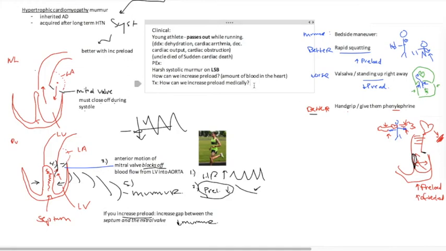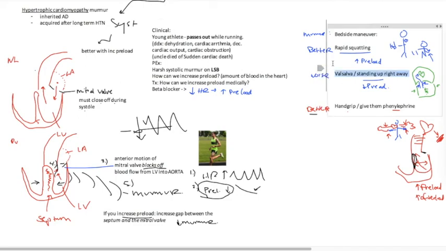So what should we do medically? You give them a beta blocker. This decreases the heart rate, and therefore increases the amount of time for the heart to fill with that preload. Okay, you can also ablate the septum, but I don't think that's a question necessarily that they would ask you. I think it's more understanding medically.